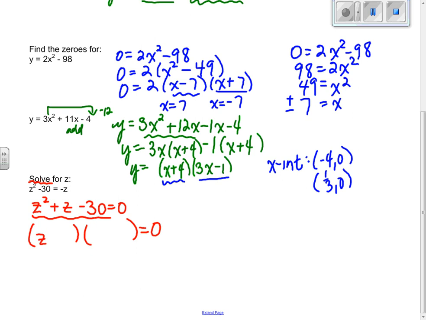Z and z, it looks like a simple trinomial. I want to multiply to minus 30 and add to positive 1. So I need to use 6 and 5, where my 6 is positive and my 5 is negative. That means I have two possible solutions of negative 6 or 5.